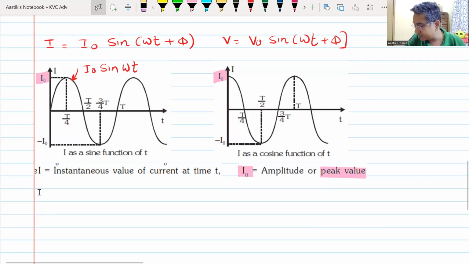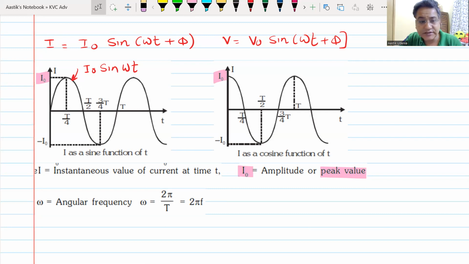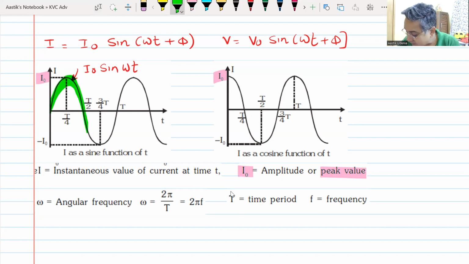What is omega? Omega is known as angular frequency, 2 pi by T. I hope you remember angular frequency from the chapter on waves. Do we remember it? Yes, sir. We remember. T is the time period. It is the time taken to complete one cycle. And as you can see, this is one cycle. Do we see this? Yes, sir. Time taken to complete this one cycle is known as time period.